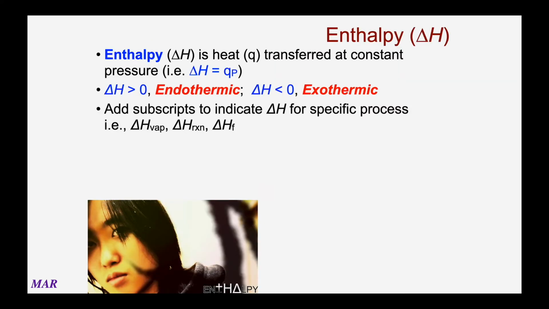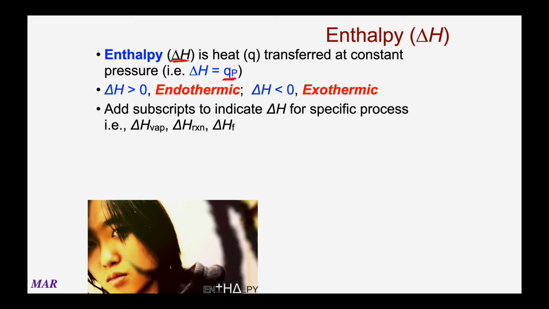Enthalpy is the name given when heat is transferred at constant pressure, and enthalpy gets the symbol delta H. Heat transferred at constant pressure is given the symbol Q sub P. We're going to start talking a lot about enthalpy, which is a special form of heat transfer. You can have heat transferred under non-standard pressures, like pressure that oscillates or something like that.